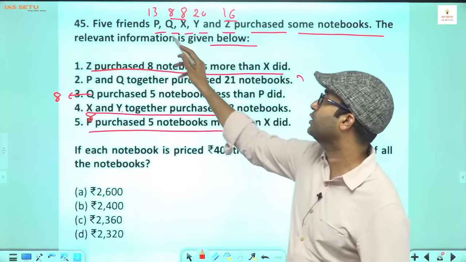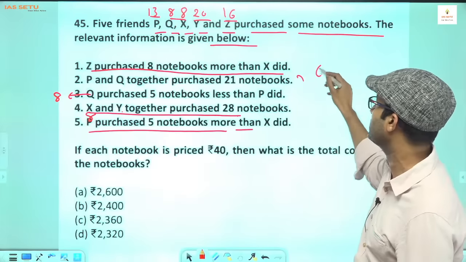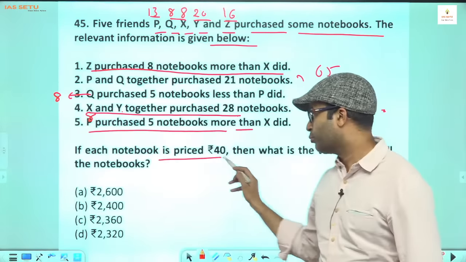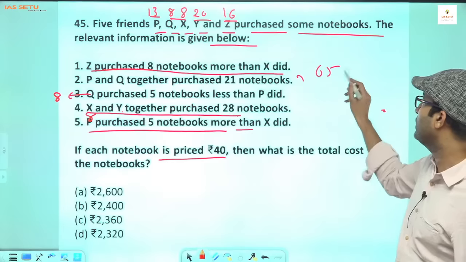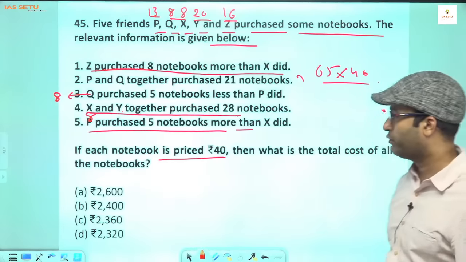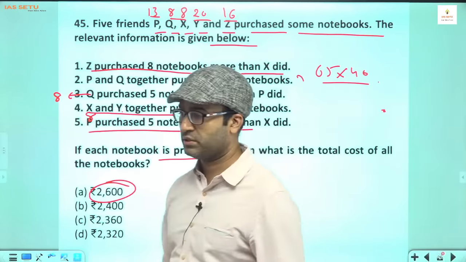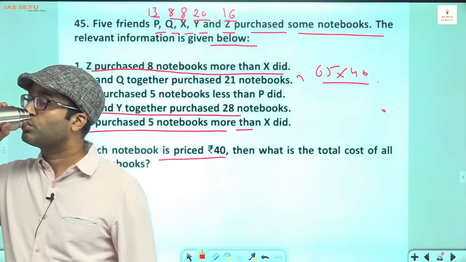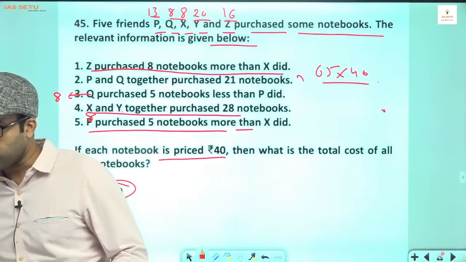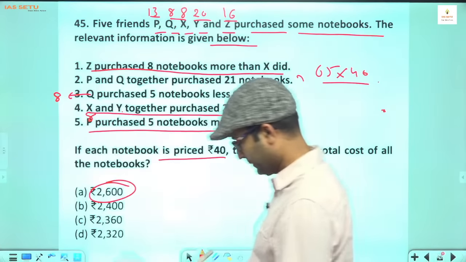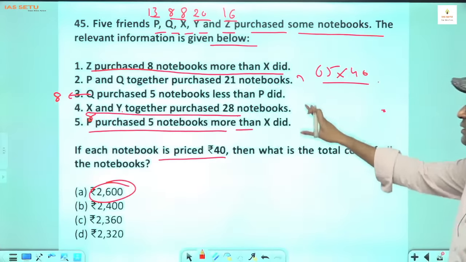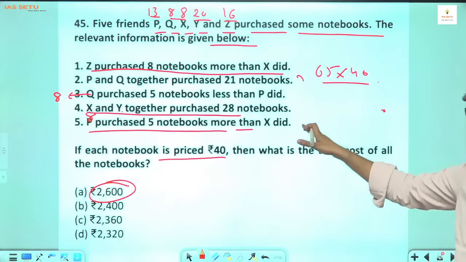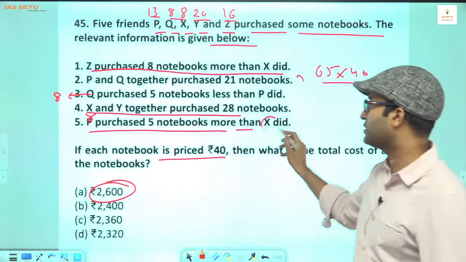16 plus 16, 32 plus 13, 45 plus 20, 65. If each notebook is priced at rupees 40, multiply with 40, the amount will become 2600 rupees. Answer is 2600 in this question. It was simple. From the second and third statements you solve P and Q, then you find the value of X, then Y, then Z.